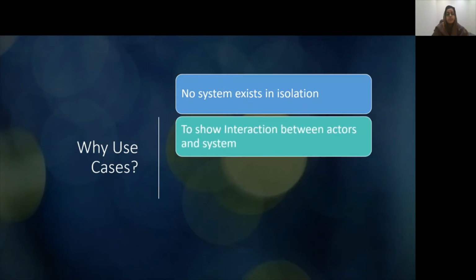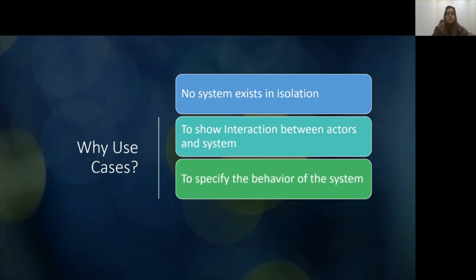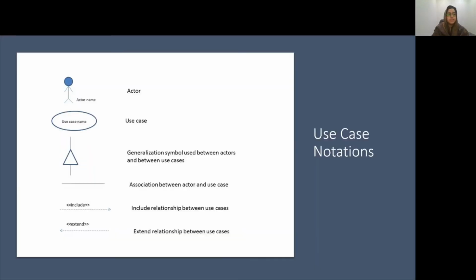Secondly, use cases provide visual notations to help show the interaction between the system and its actors. Thirdly, use cases are used to specify the behavior of the system. Also, use cases present an abstract visualization of the system and what the system is supposed to do, and the interaction of the system with its actors. Use case notations.